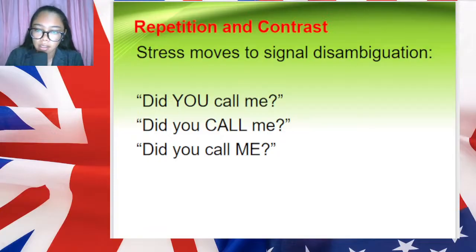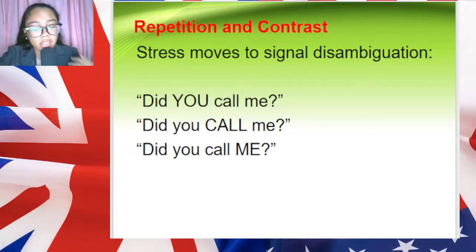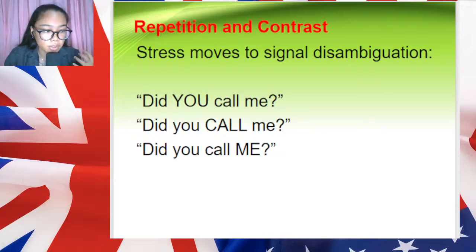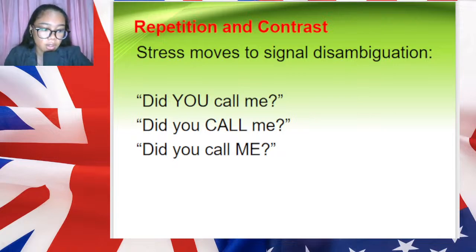On to the second sentence, we emphasize here the word call. So, did you call me? Again, did you call me? Now the stress moves to the action. You are no longer focused on who or whom, but on what was done. Okay? Perhaps someone messaged you or showed up suddenly and you are checking whether they actually made a phone call. So you want to know, was it a call or something else? Okay? Did you call me?